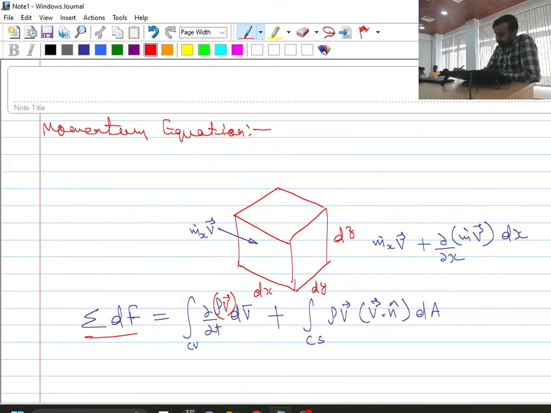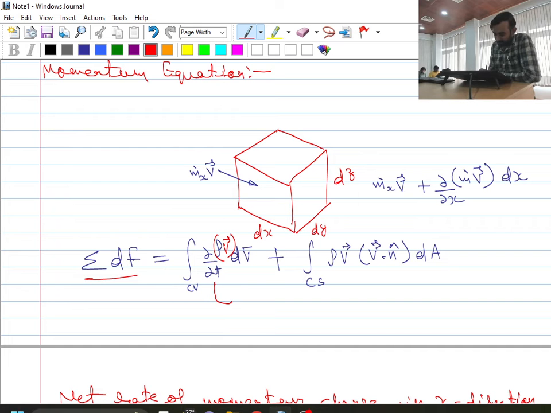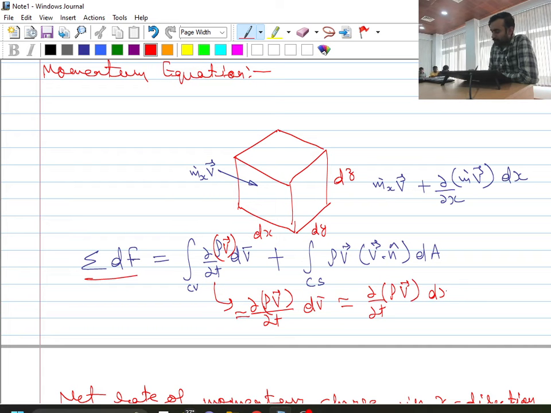Now the simplification of the first term after the integral is nothing but ∂(ρV vector)/∂t times dV, which is equal to ∂/∂t of ρV vector dx dy dz. Okay, so up to this we have done.